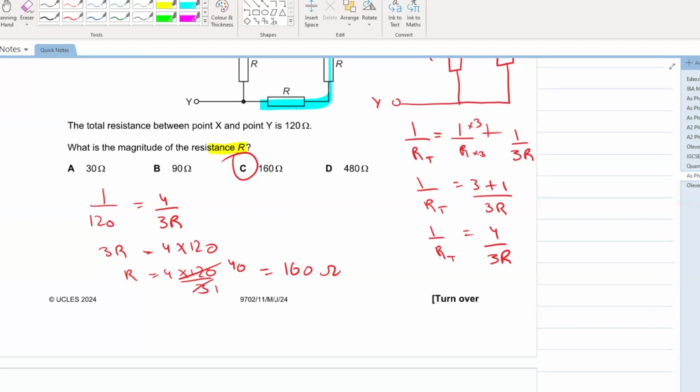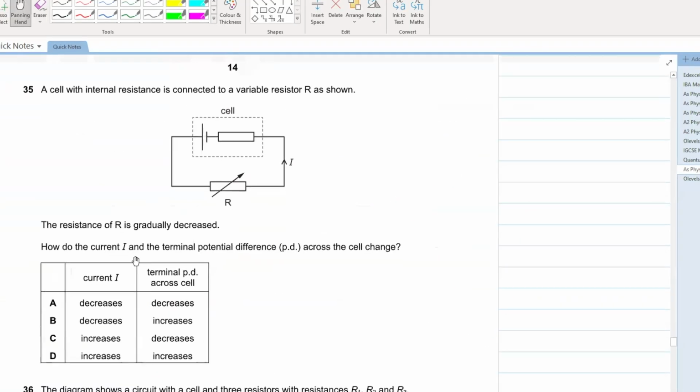अरे क्वेश्चन था. हाँ पूछो पूछो. A cell with internal resistance is connected to a variable resistor as shown. Perfect. The resistance of R is gradually decreased. How do current and terminal potential difference across the cell change? Okay. Now, if you decrease the resistance, one thing is very obvious, current will increase. So option A and B will get cancelled out.